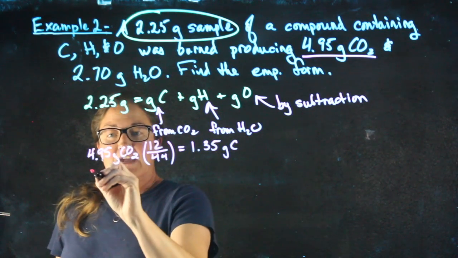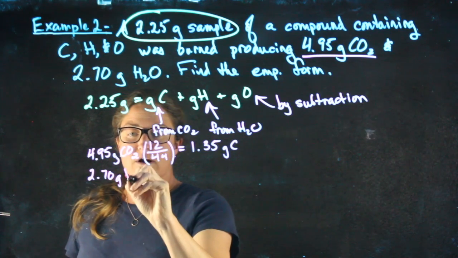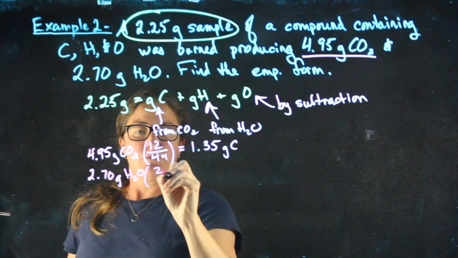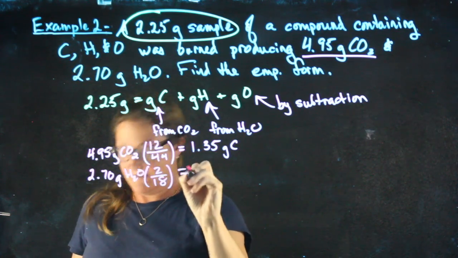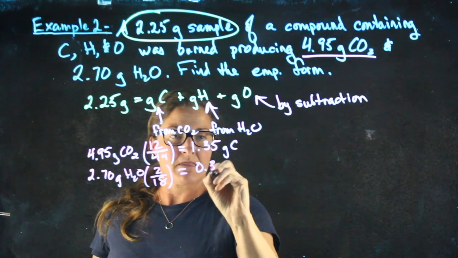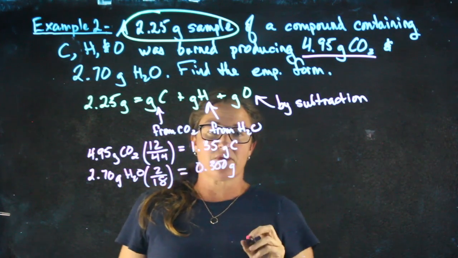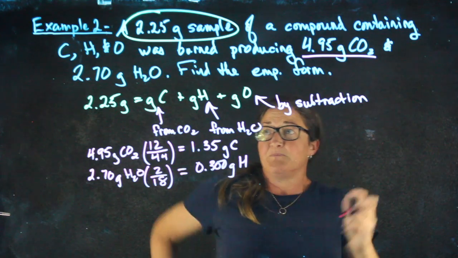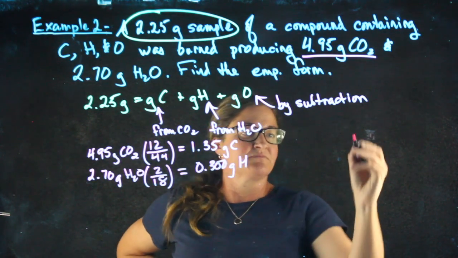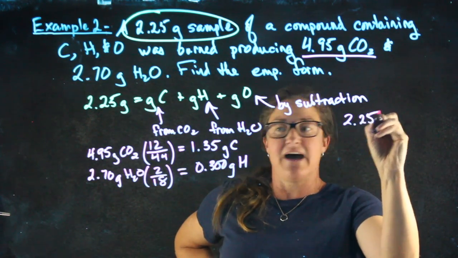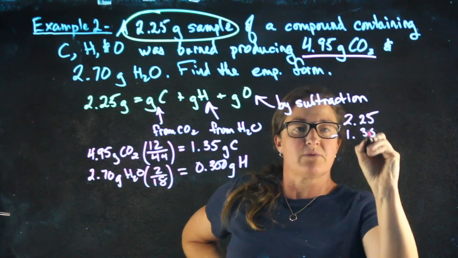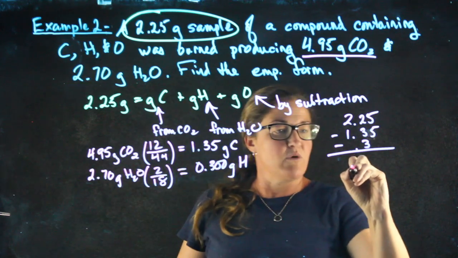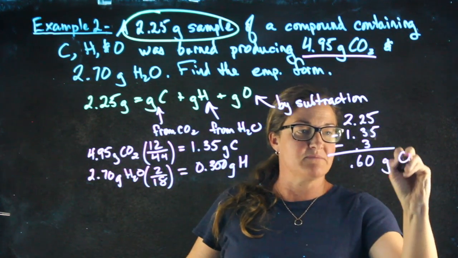To get the grams of H, 2.70 grams of water. Of the water, 2/18 is hydrogen, giving me 0.300 grams of H. Now, 2.25 is the total. So if I do 2.25 minus 1.35 and minus 0.3, I am left with 0.60 grams of O.